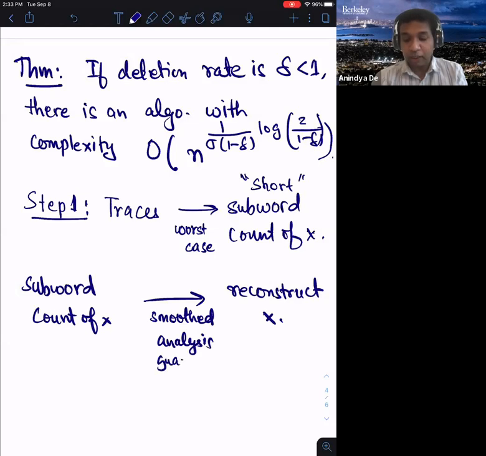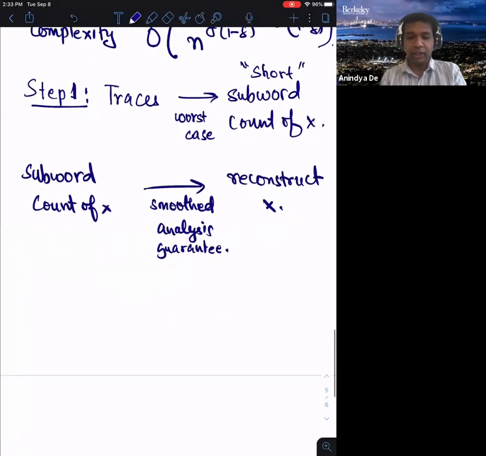That this will use information about the fact that x was not a worst case string, but x was generated by starting with a worst case string and then perturbing every bit with probability sigma. Okay. Let me call this step 1 and let me call this step 2. I'll first show how step 2 works and then I'll show how step 1 works. Step 2 is slightly easier to do. Step 1 would involve a little more machinery.